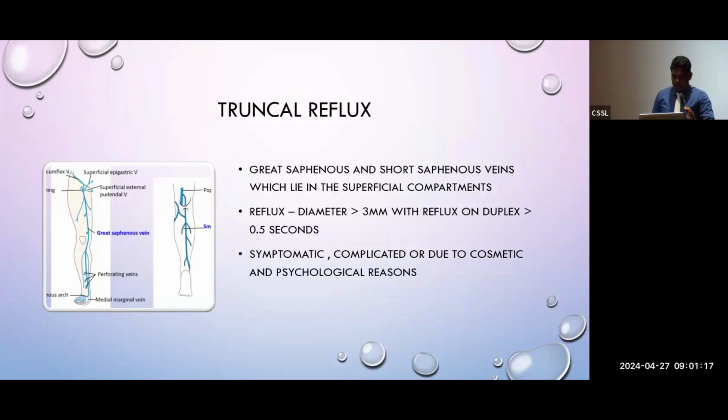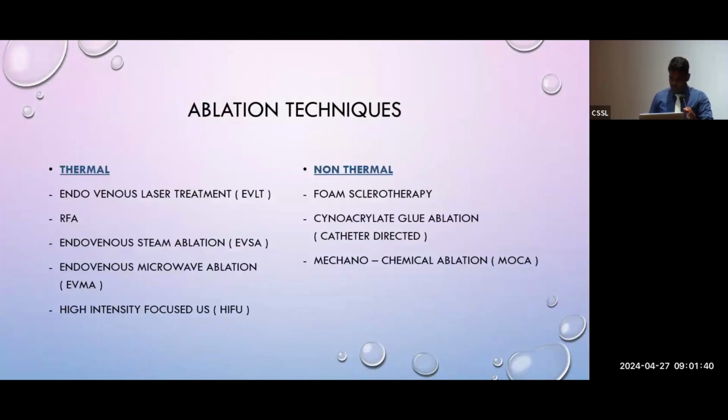The indication to treat truncal reflux is, as I said, if the patient is symptomatic, you know what symptoms they talk about. Complicated means skin changes, ulcers, history of bleeding, or sometimes cosmetic reasons. Patients don't have any symptoms or complications, but they have cosmetic worry. So that is an indication for treatment.